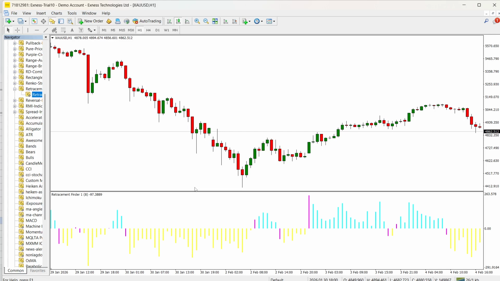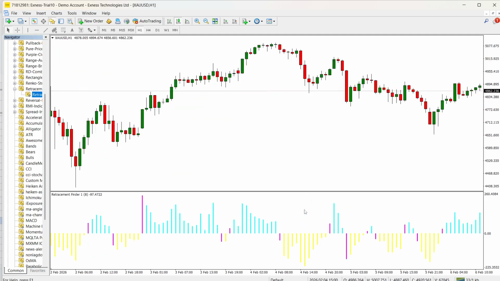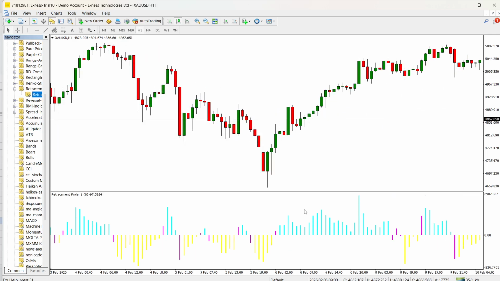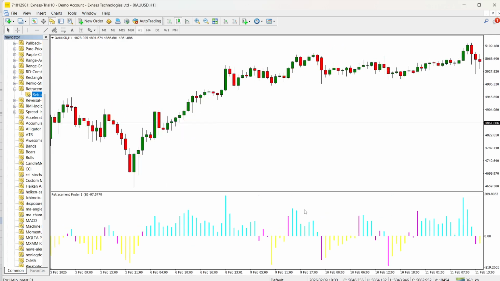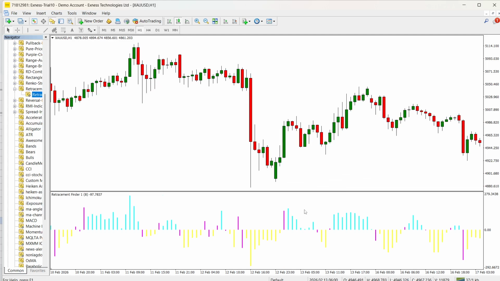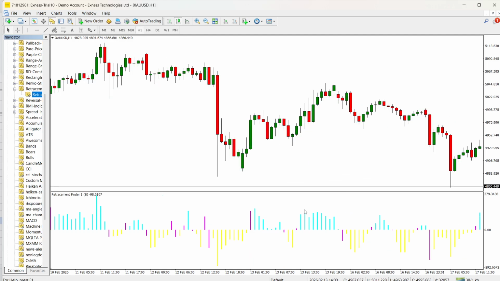Alright, as you can see, the retracement finder indicator typically plots colored signals or markers on or near candles where it detects a retracement relative to the recent trend. In an uptrend, markers may appear during downward corrections, visually separating temporary pullbacks from the broader bullish move, while in a downtrend, they highlight upward corrections within the bearish swing.